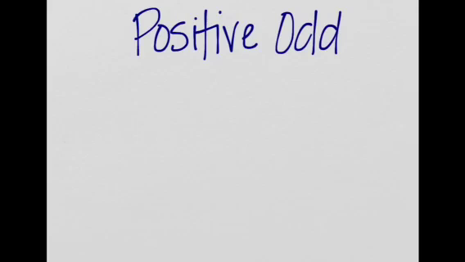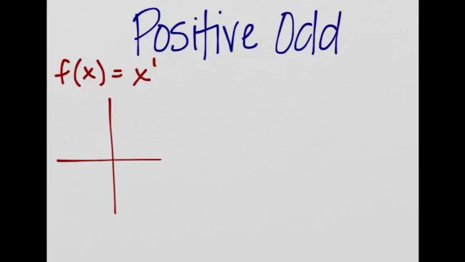But the first one we're going to look at are positive odd functions. So the simplest positive odd function that we know is f of x equals x. This is really x to the first, so 1 is an odd number, so it makes it an odd function, and the leading coefficient is 1, positive 1, so it makes it a positive odd function. And if we think about the graph of f of x equals x, we know it is just a straight line.